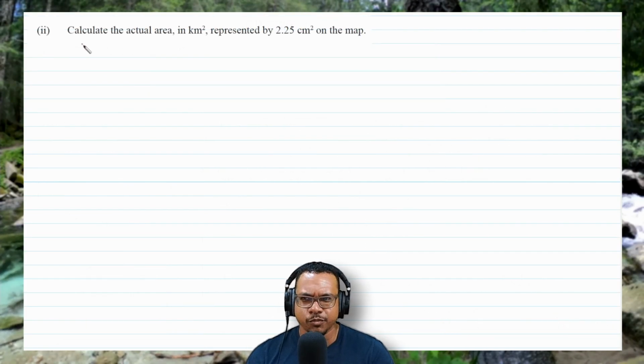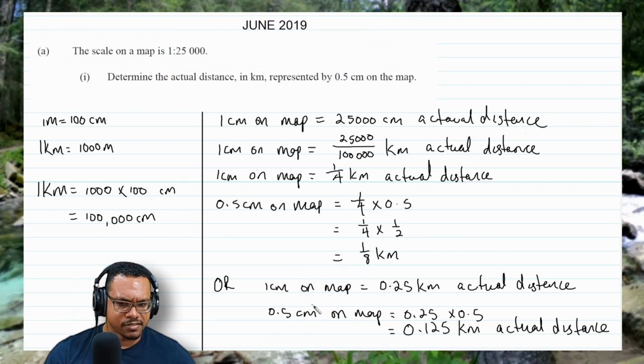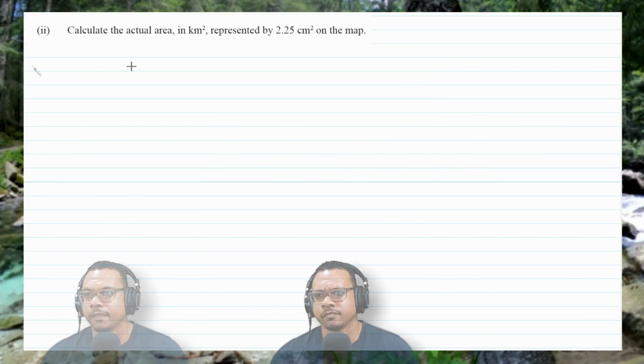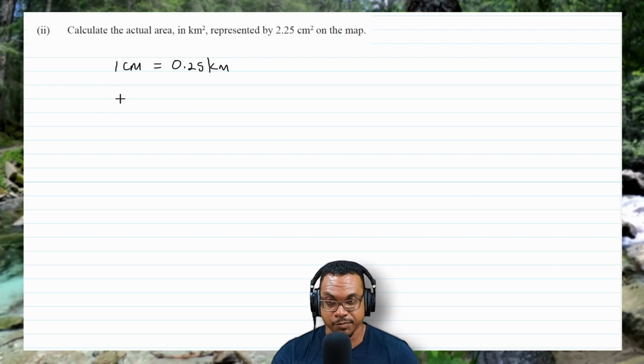So now for part 2 of this question, I'm going to calculate the actual area in kilometers squared represented by 2.25 centimeters squared on the map. So what we established previously is that 1 centimeter is equal to a quarter kilometers actual distance, which means 1 centimeter on the map is equivalent to 0.25 kilometers actual distance. Now, we're going to square both sides, so whatever we do to one side of the equal sign, we do to the other side to keep things balanced.